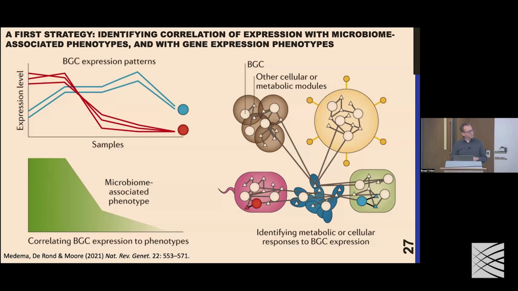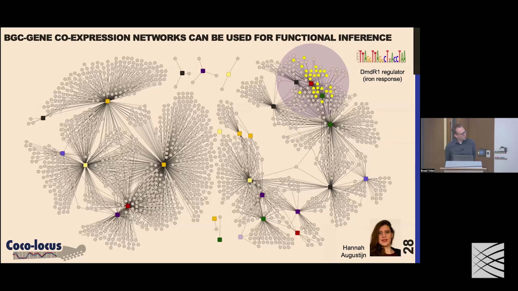But what you could also do is use the expression patterns of other genes and other gene clusters, either within the same genome or across genomes of different members of the microbiome, as your phenotypes. So whenever a certain gene cluster is expressed, what happens in the rest of the cell? What happens in the rest of the microbiome? Could that be causally related, potentially? For this, Zach Wright, former postdoc in my lab, developed a tool called CocoLocus, which generates these co-expression networks of metabolic gene clusters and other genes in the genome.